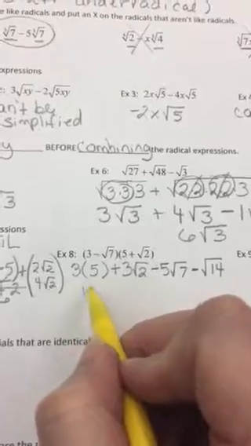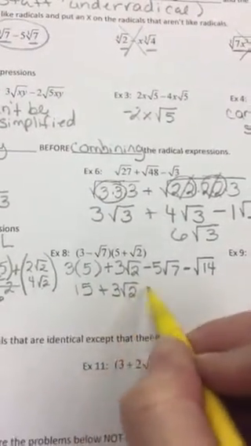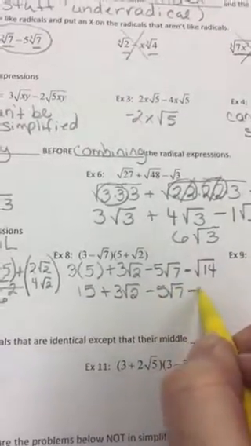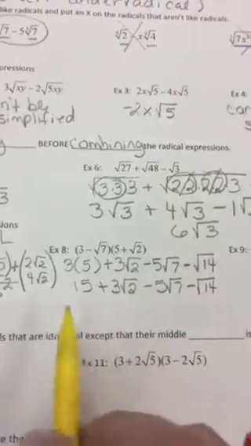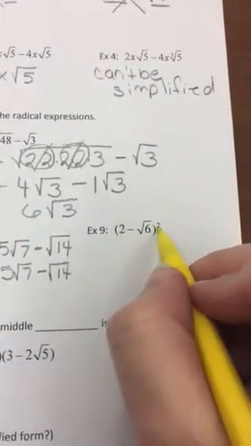Now this can get cleaned up into a 15. That remains 3 square root 2. That remains 5 square root 7. And then square root 14 doesn't simplify either, so that's the final simplified answer. All right, notice this one has an exponent of 2.